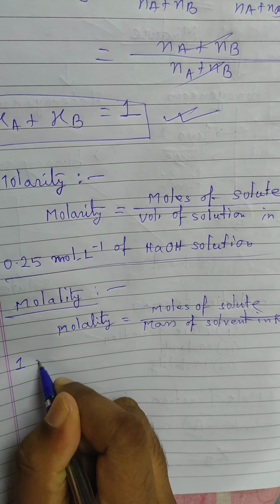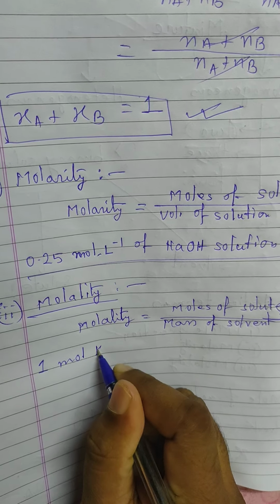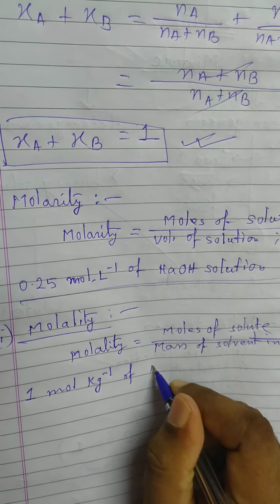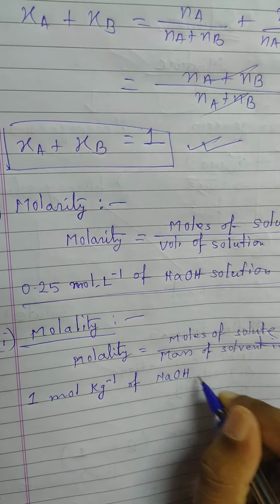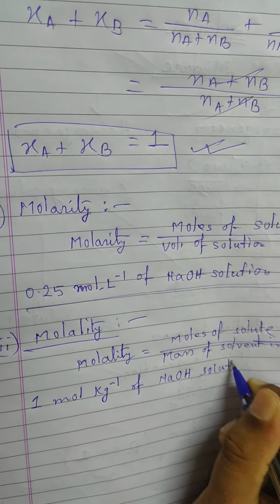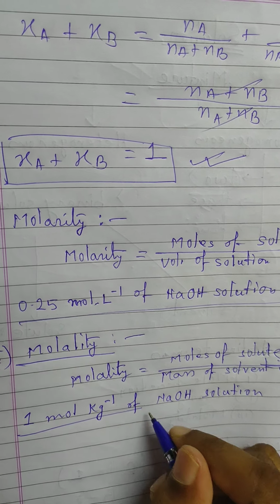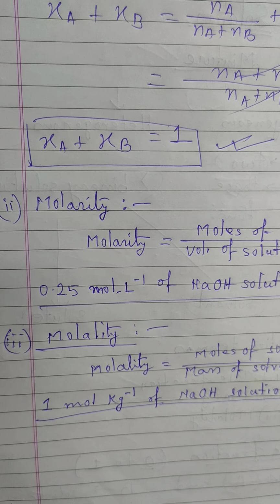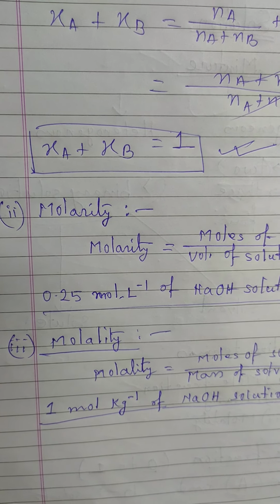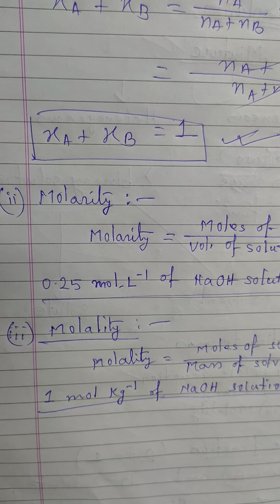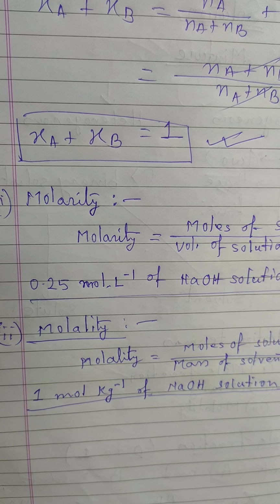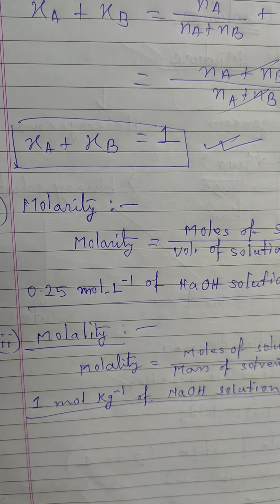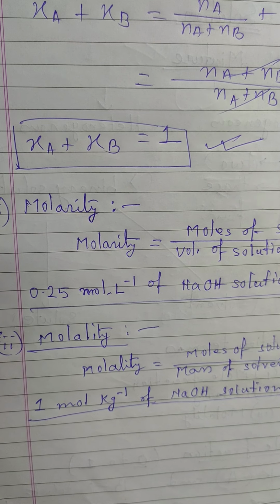1 mole per kg of NaOH solution. What does this statement imply? It implies that 1 mole of solute, 1 mole of NaOH, is dissolved in 1 kg of water. That is what is known as molality.